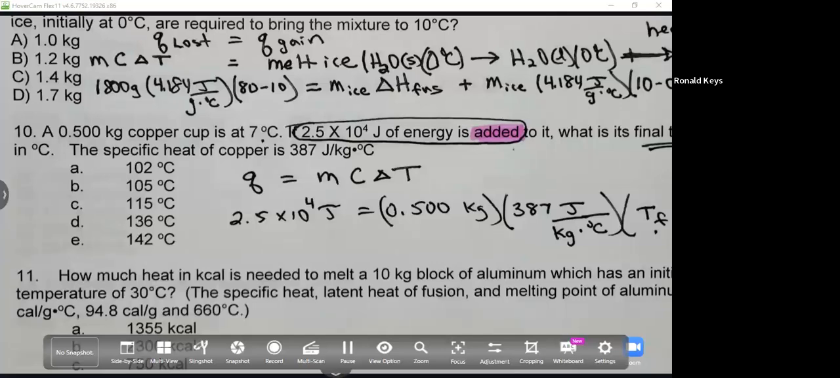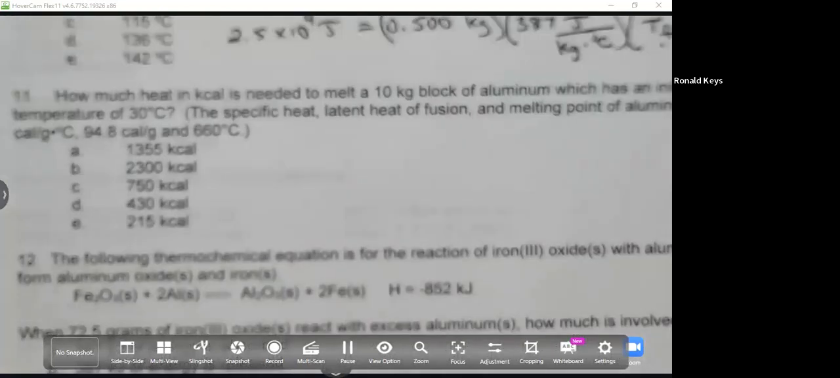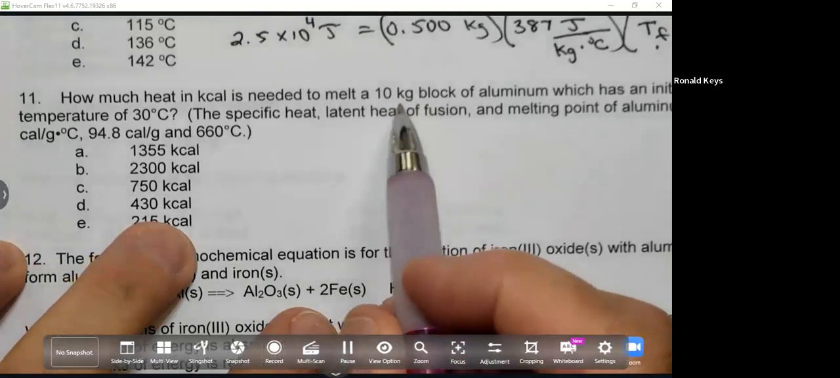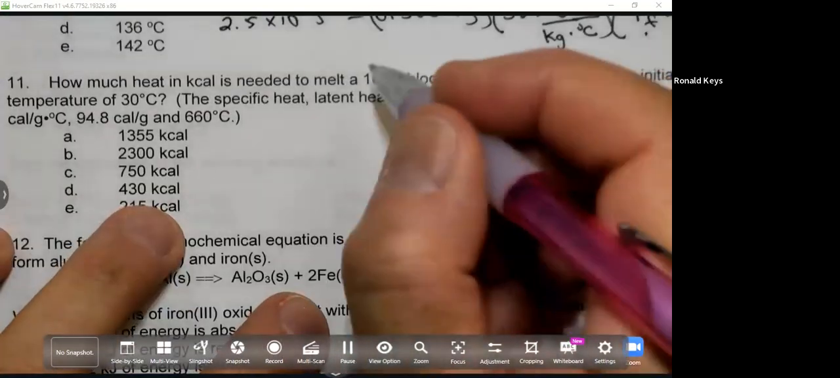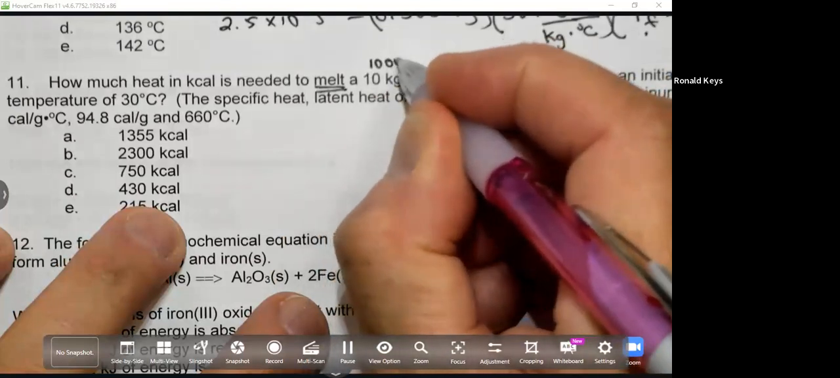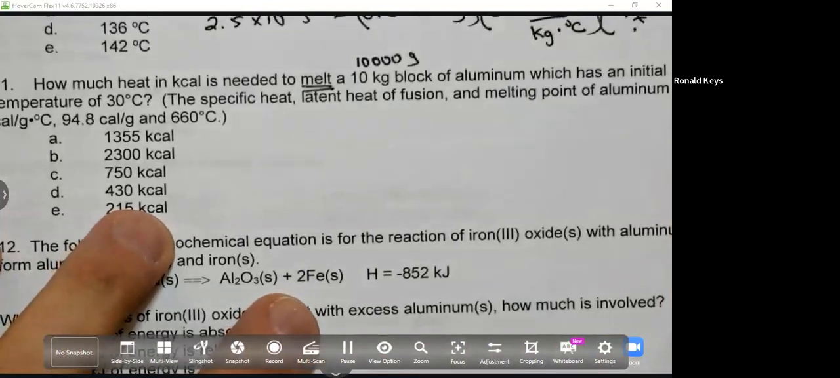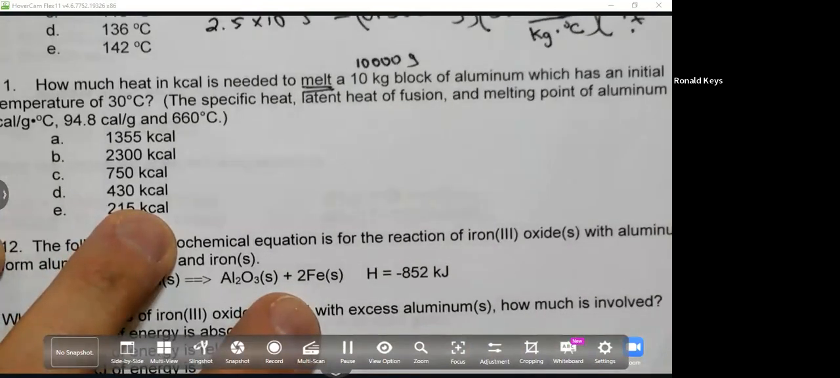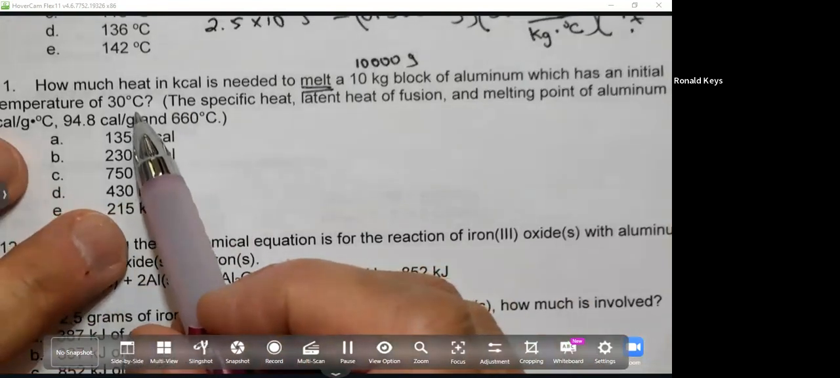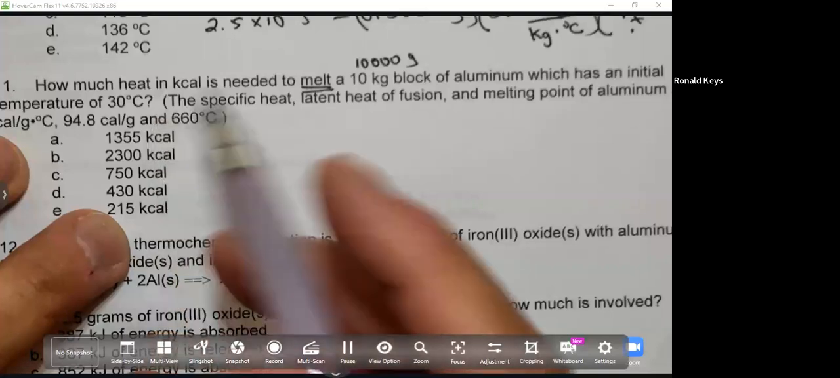11. In 11, how much heat in kilocalories is needed to melt 10 kilograms? And we're going to melt 10,000 grams of aluminum. Initial temperature is 30 degrees. Well, we can't melt it. All we need to do is melt it.